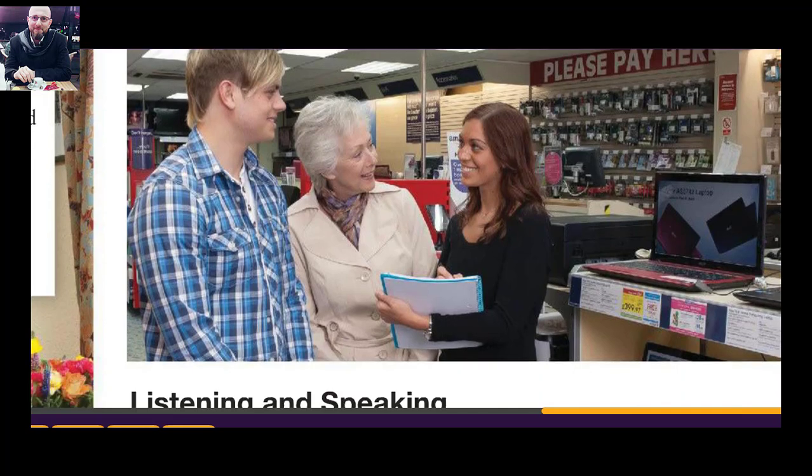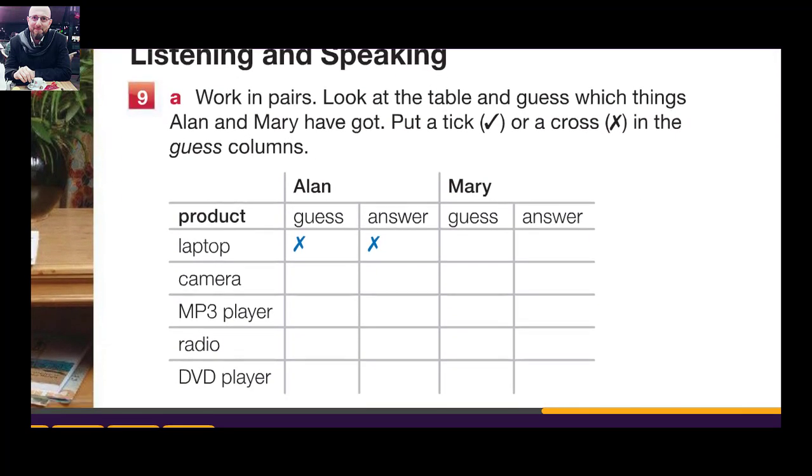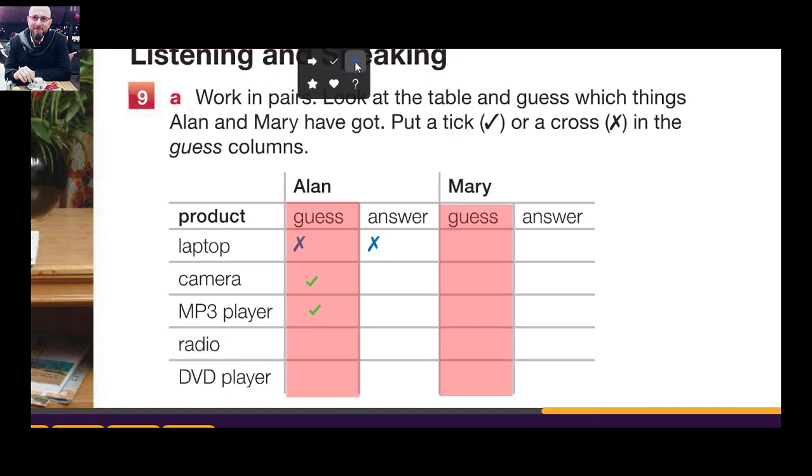Okay, and here I want to do this exercise. First of all, here we have the products: laptop, camera, an MP3 player, radio, and DVD player. Here we have Alan and Mary. First of all, we want to guess. Guess means I don't know the answer, but I think this is the answer. I'm not sure. For example, I say Alan, laptop. He hasn't got a laptop. What about camera? Ah, yes, he has got a camera. MP3 player, I think he has got. Radio, because he is young, I don't think he has got a radio. DVD player, maybe yes.